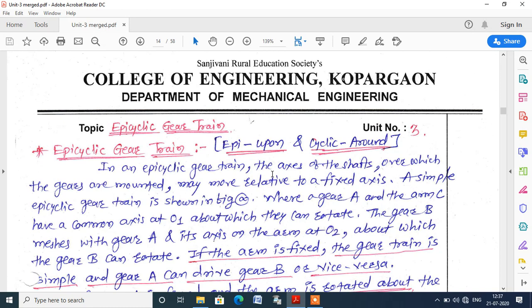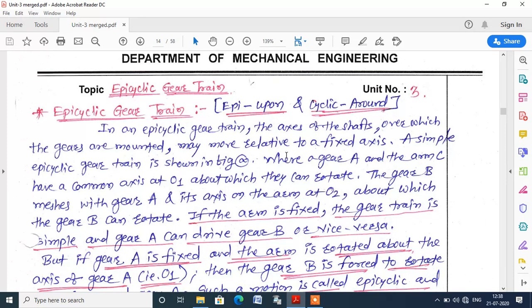So we have seen first simple gear train, compound gear train, and reverted gear train. So these are, you can say, ordinary gear trains, but this is another special type, that is epicyclic gear train. So epi means upon and cyclic means around. Remember this, epi means upon, cyclic means around. So what exactly happens in epicyclic gear train? We will see the theory.